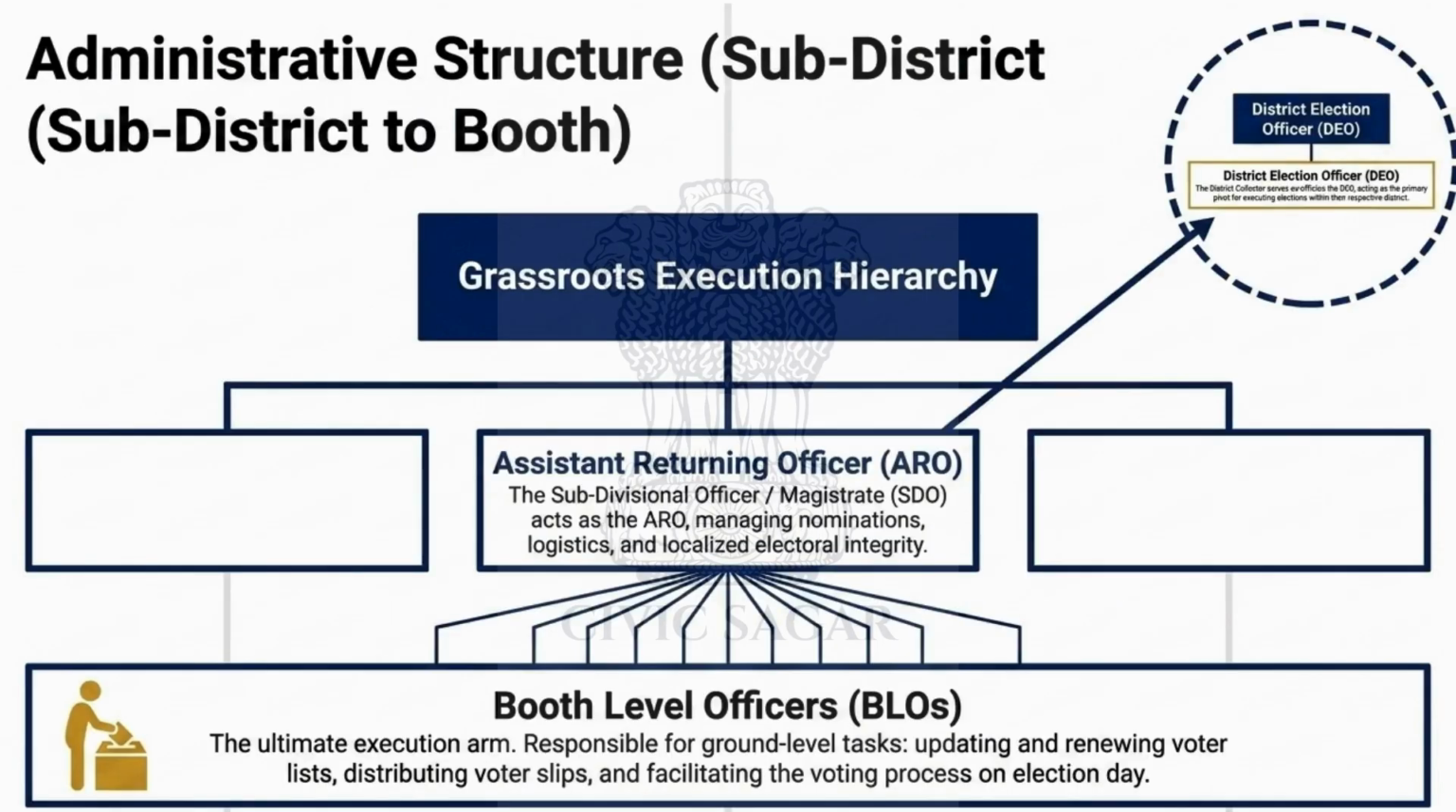Below the district level, the execution machinery branches out to the ground. The subdivisional officer or magistrate, SDO/SDM, functions as the assistant returning officer, ARO, managing local nominations, logistics, and voting integrity. On the front line are the booth-level officers, BLOs. They handle field-level voter list updates, door-to-door distribution of voter slips, and voting management on polling day.